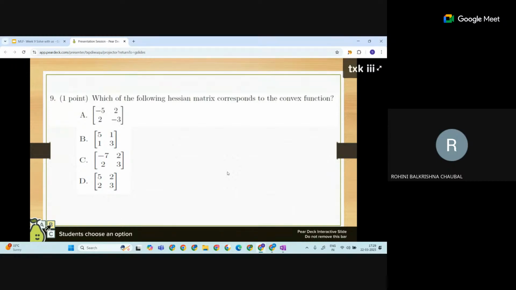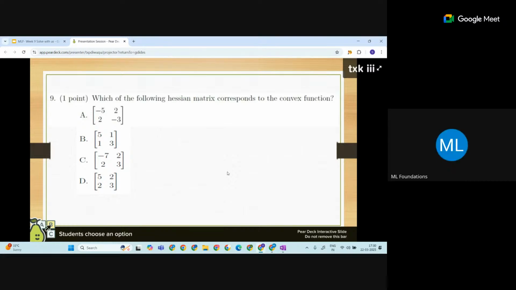First, second, and fourth. All the 3. No, first will not be there. Why? Sir, second and fourth will be there. Minus 5 into minus 3 will become plus 15, no?